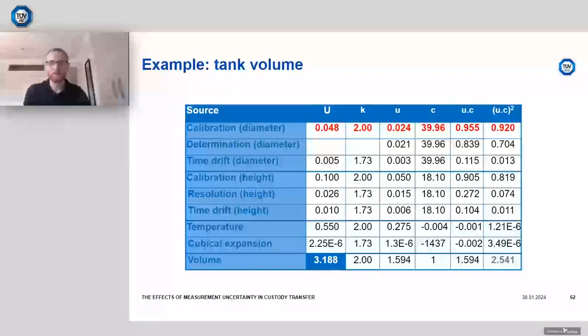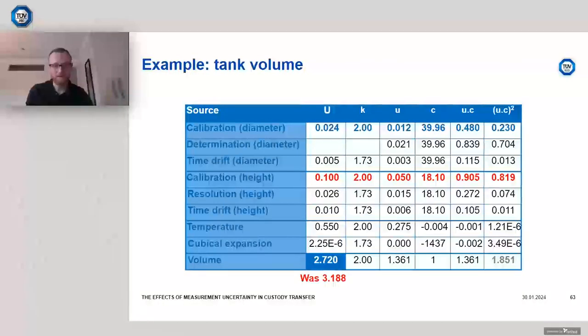is to look at what the largest contributor is. And to do this, it's probably best, or it is best, to look at the largest UC squared term in the budget. So if we want to reduce our value in this case from 3.188, we know the calibration of the device used to determine diameter is the largest contributor to uncertainty. So we could look at reducing this, and this will have the largest impact in reducing our overall uncertainty.